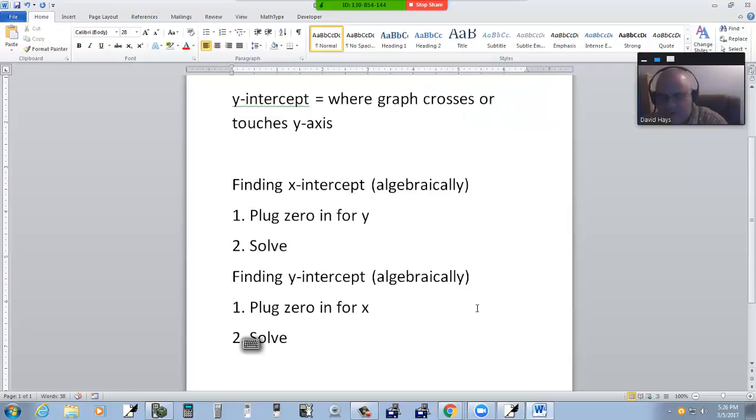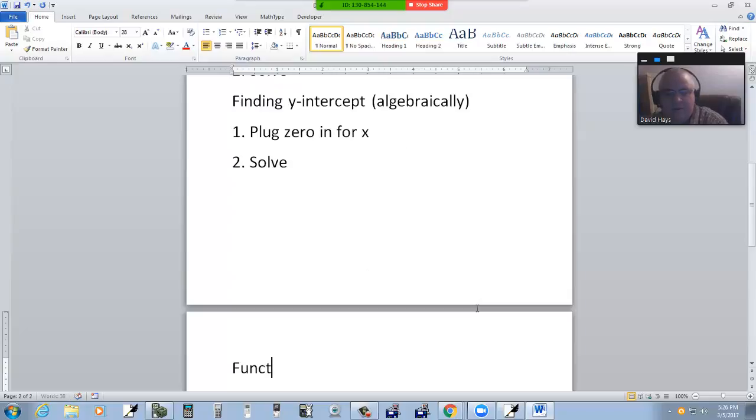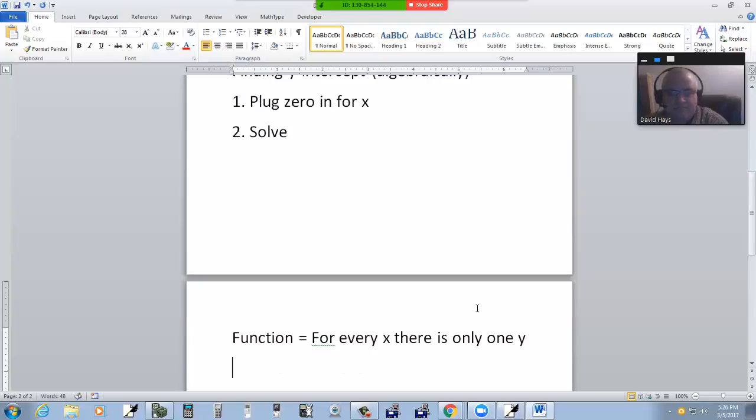And definition of a function. A function says for every x there is only one y. It's a hard definition to work with. It really only works well for points. We got an easier definition of a function.